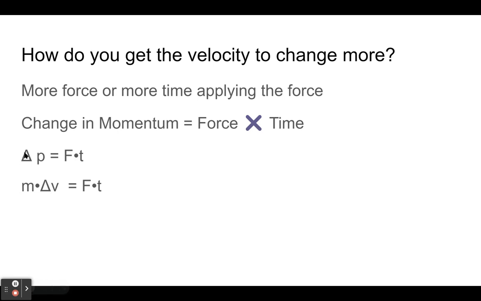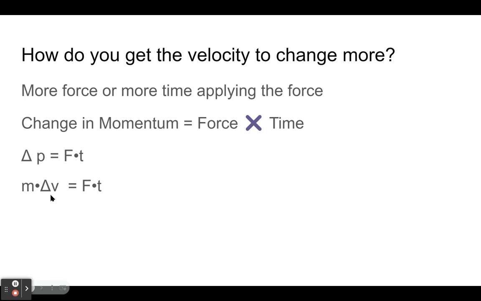Now here it says change in momentum, and here it's change in velocity. The reason for that is in the examples that you will be doing in physics, the mass of the object's not going to change. It's just the speed that's changing. So if your car gets on the freeway and you want to speed up, the mass of your car is not going to get significantly heavier or significantly lighter as you speed up or slow down.